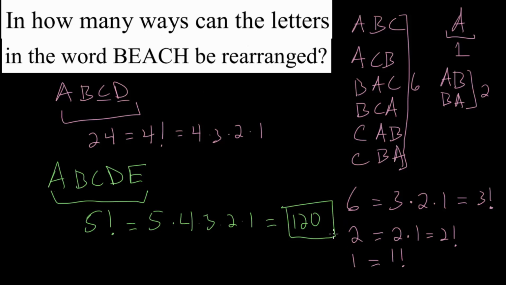Now, an alternative approach is to leave 5 open spaces, since we have 5 letters. For this first space, we can ask, how many possible letters could we fit into this first space? Since we have 5 and we haven't used any, we can fit 5 there. For this next space, we can ask the same question: how many letters could we possibly put here? But we've already used 1, so there are only 4 left. Then for this next space, we've used 2 of them, so there are 3 left. Then there are 2 left, and then 1 left.